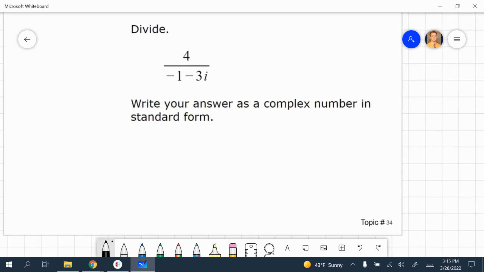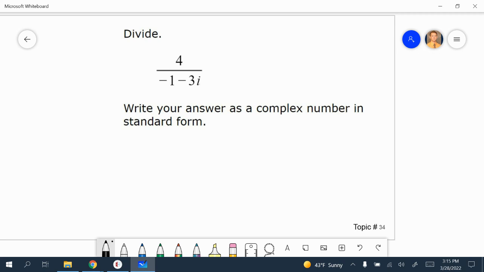Next one, it says write your answer as a complex number in standard form. It says divide on this problem. I don't really like that it says divide because really what we're doing is we're rationalizing our denominator. We're not allowed to keep an i on the bottom of a fraction because that's a radical, and we're not allowed to leave answers with radicals on the bottom of our fractions. So here's what we're going to do to get rid of it. We're going to multiply it by what's called the conjugate, and that is this.